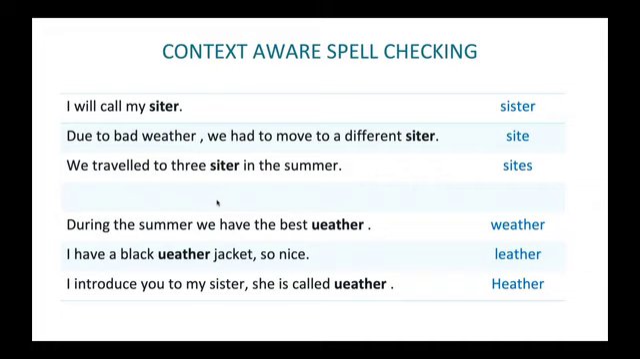Due to bad weather, we had to move to a different site, and we traveled to 3 different sites in the summer. Okay, so it will be able to give you the right correction based on the context of the sentence. And as you can see in the next 3 examples, also you have the exact same token, but you correct it in 3 different ways.